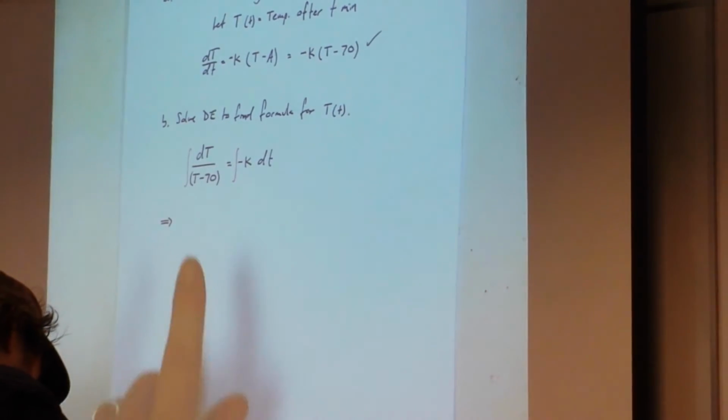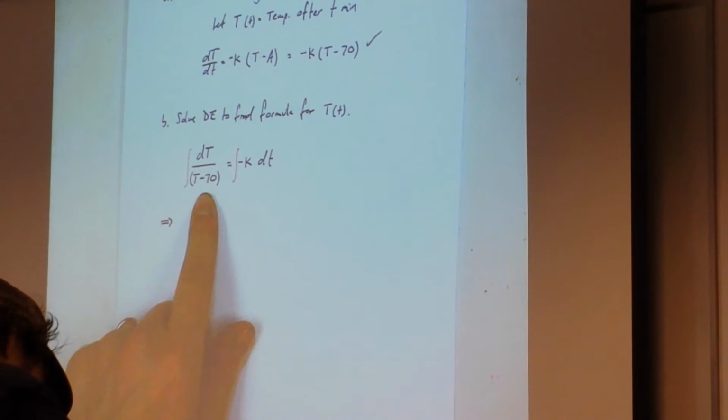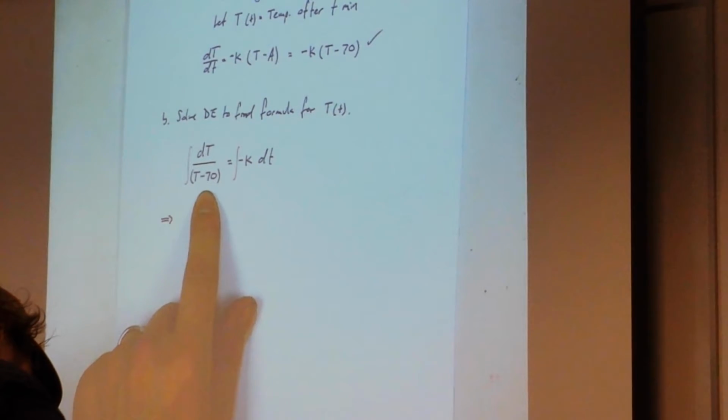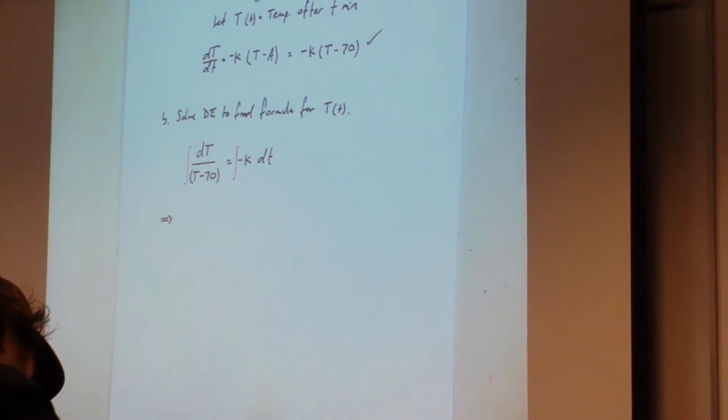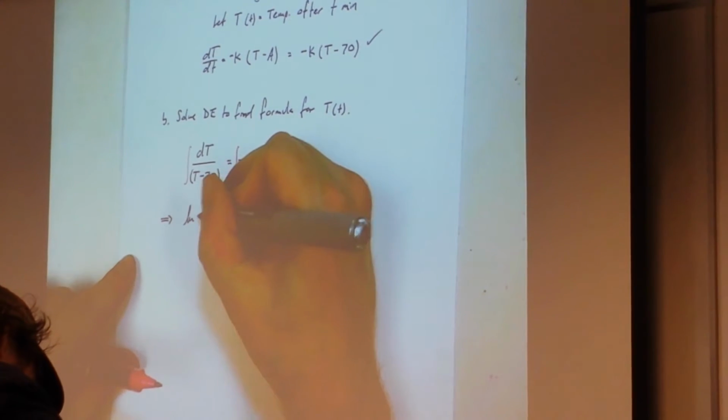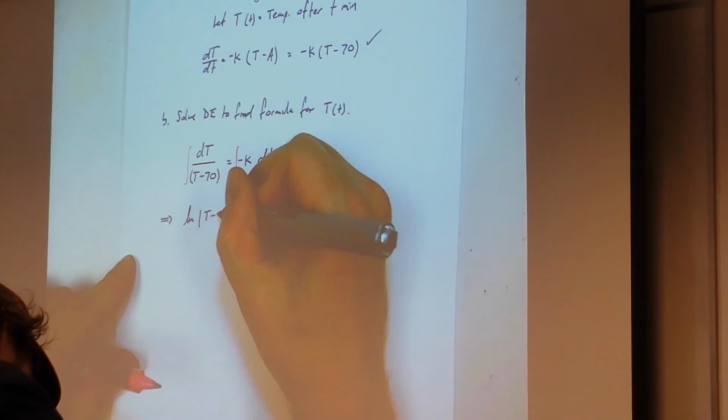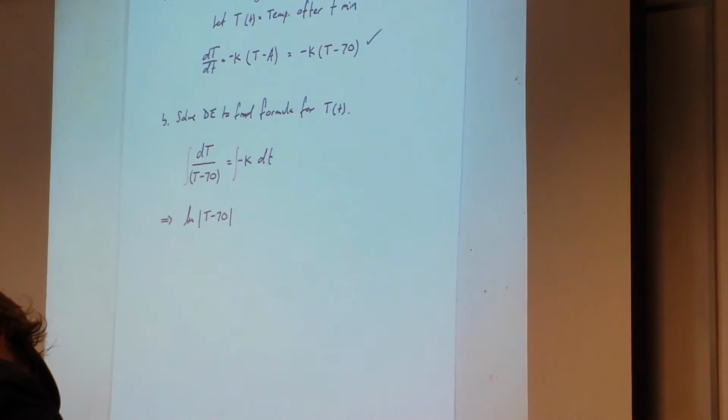Right. Now, you could do a substitution. Let u equal T minus 70, and we have 1 over u. And what's the integral of 1 over u with respect to u? Natural log. And then you go, oh, well, u was just T minus 70. What we end up getting is just natural log of T minus 70 in absolute values, technically. Okay, depending on whether T minus 70 is positive or negative.